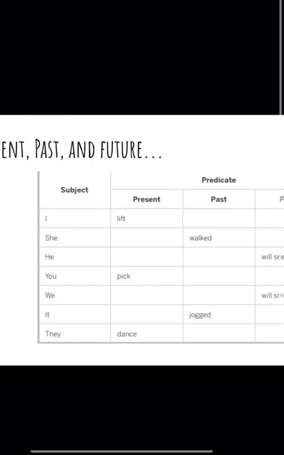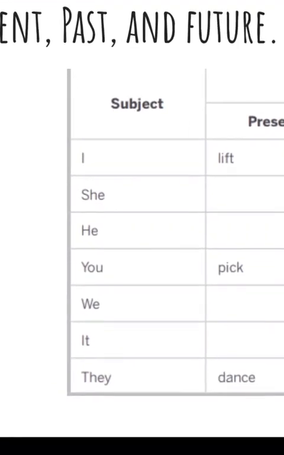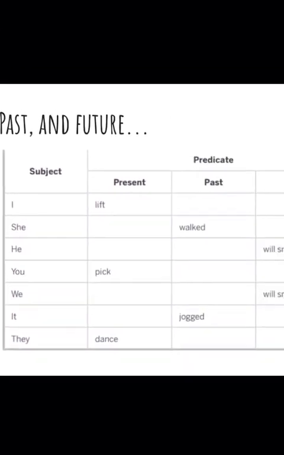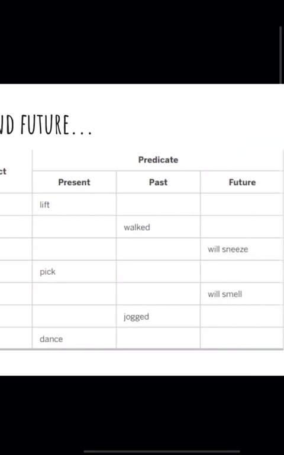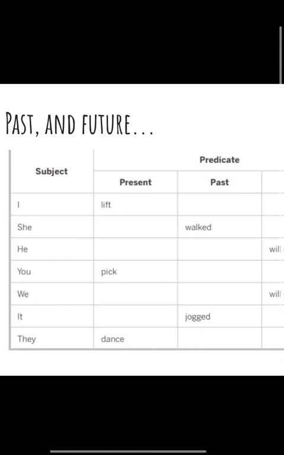Now notice how we have subject over here on the left. Those are all of our subjects of our sentences, and these are our predicates. Okay, remember a predicate contains a verb. So these are all verbs if you look. Let's go ahead and do the next one just in case you're a little confused.